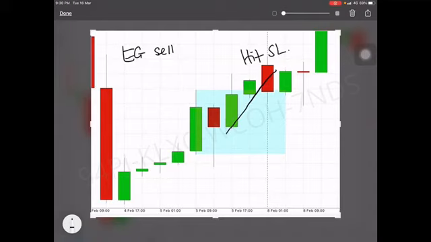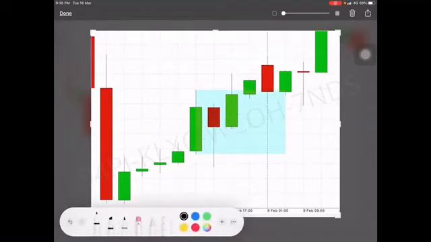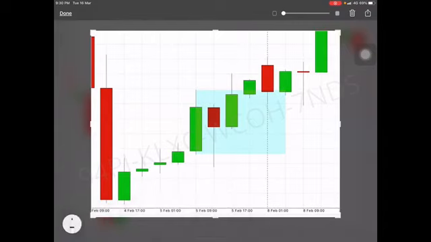Can you repeat one more time? Okay, so this is engulfing sell, right? For engulfing sell, are we looking for buy or sell? Sell. Okay, but look at what happened right here. The price did not go down. Yes, the price actually went up.